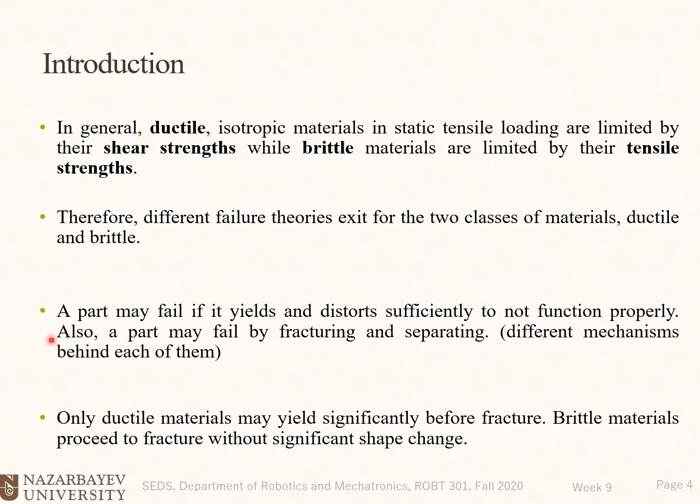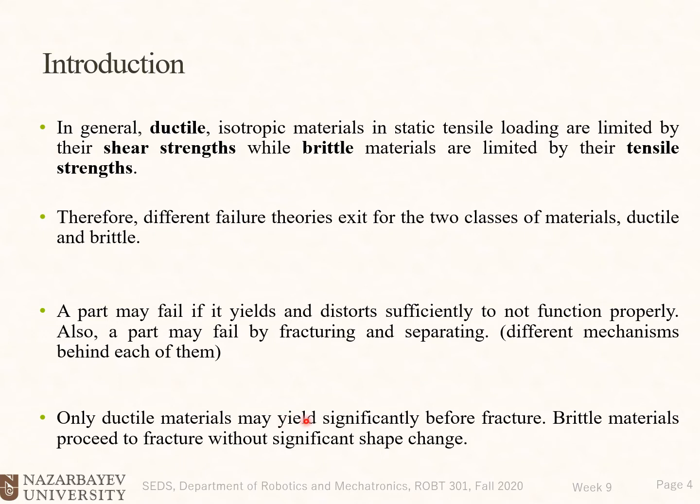Also, a part may fail by fracturing and separating, with a different mechanism behind each of them. As I said, for ductile material, yielding and distorting could be counted as a failure, but for brittle materials, we have fracture and separation. Of course, there is a different mechanism behind them, but we call it failure anyway for both of these cases. Only ductile materials may yield significantly before fracture. Brittle materials proceed to fracture without significant shape change.